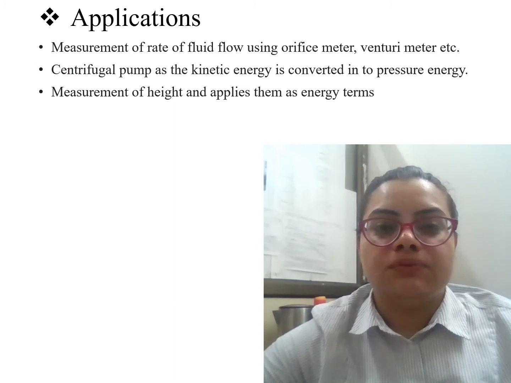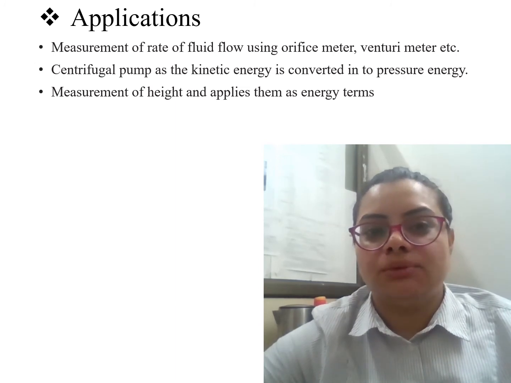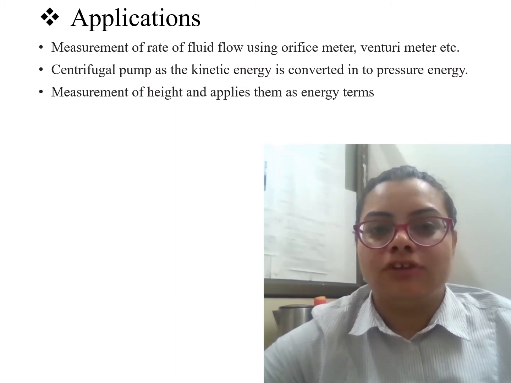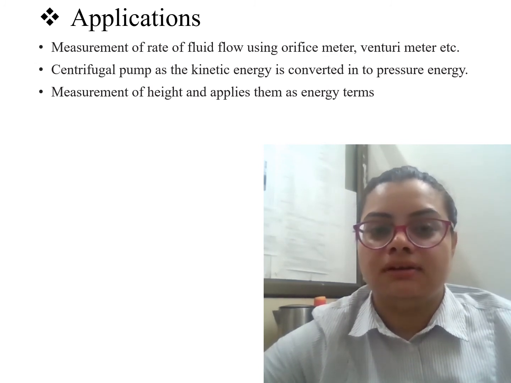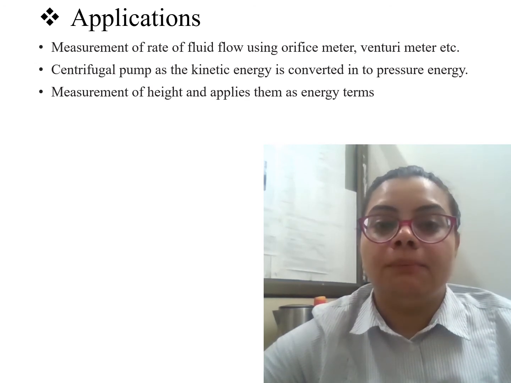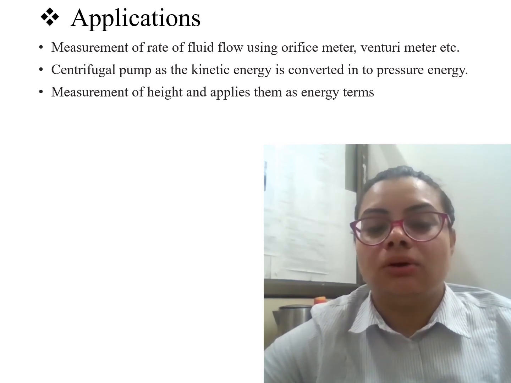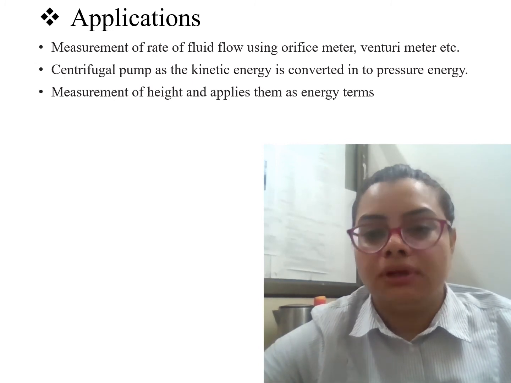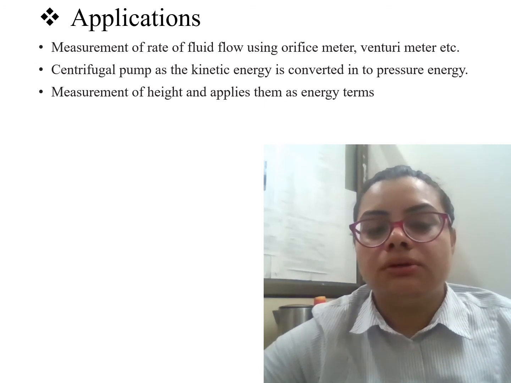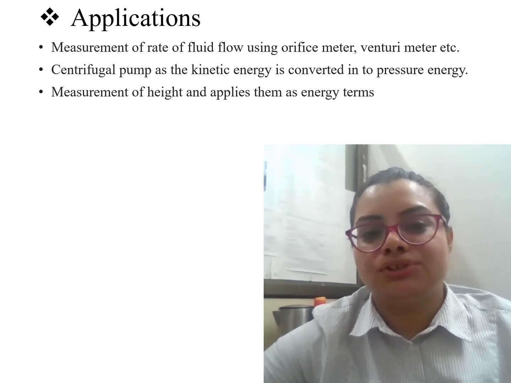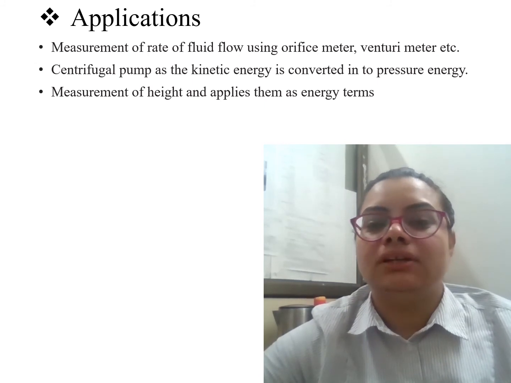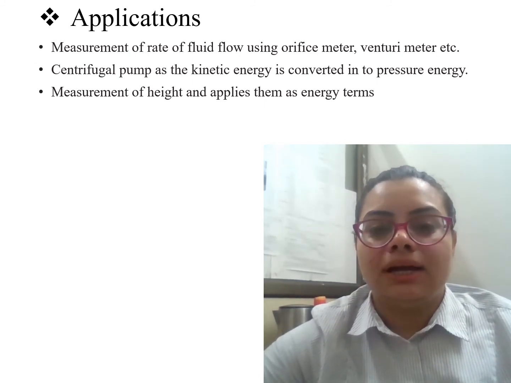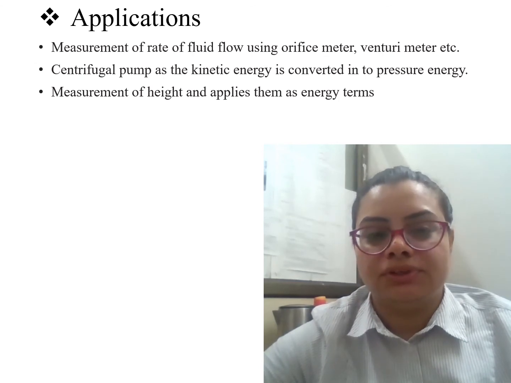Now the thing is, where do we apply this Bernoulli's equation? It is applied for the measurement of rate of fluid flow using orifice meter, venturi meter, etc. Other than that, the centrifugal pump is also utilizing the Bernoulli's equation, because here the kinetic energy is converted into the pressure energy. We can also utilize Bernoulli's theorem or equation for measurement of height, and it applies in terms of energy terms, right? So these all are the applications of Bernoulli's equation.